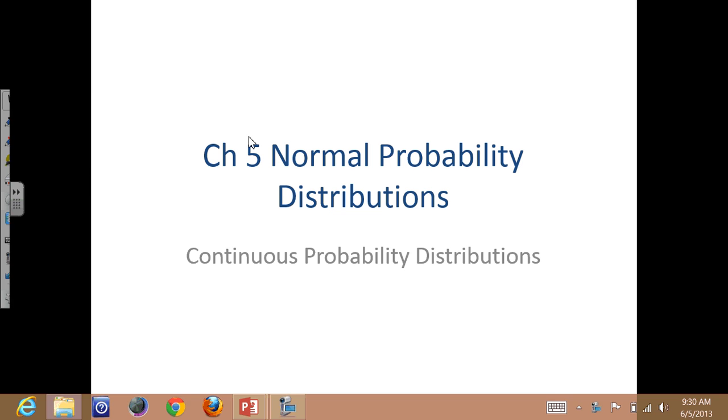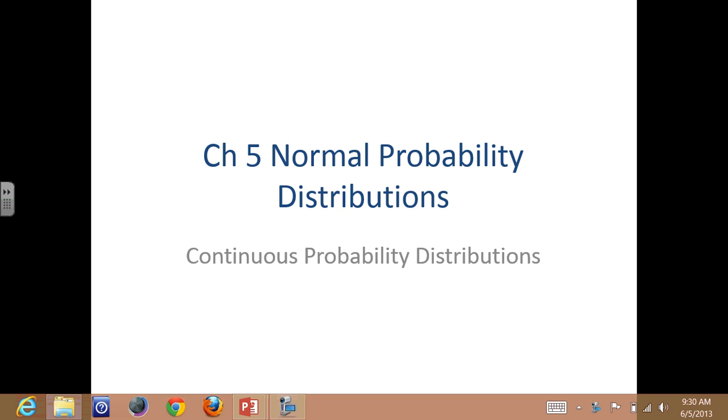Okay, so now in chapter 4 we were looking at discrete probability distributions, and looked at two particular examples, the binomial probability distribution and the Poisson probability distribution. Now in chapter 5 we'll be looking at continuous probability distributions and looking at two examples, the normal probability distribution and the uniform probability distribution.